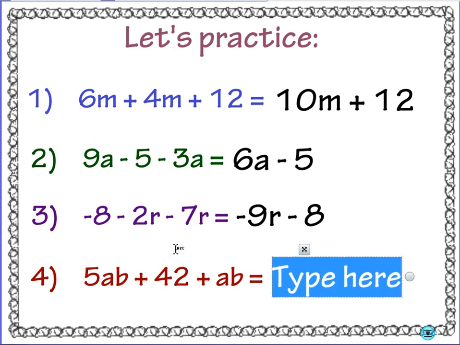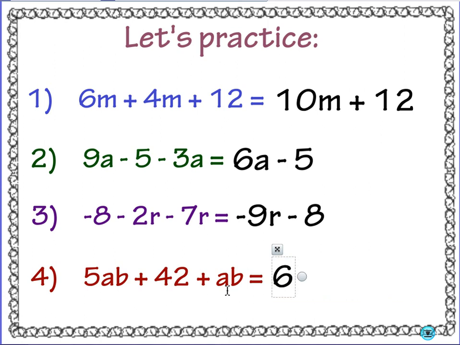And finally, what happens if I have 5 ABs? Can it be combined with a 42? No, they're not like terms. But I do have another AB over on the right. How many ABs are right here? Just one. So I have 5 ABs. I'm adding one more AB term. So I have a total of 6 ABs. And what am I going to do with the plus 42? Oh yeah, I'm going to include it.